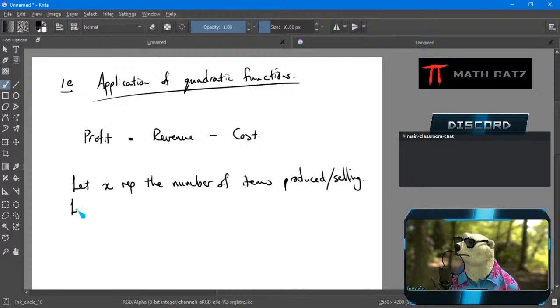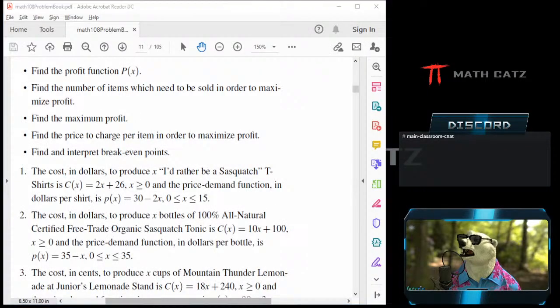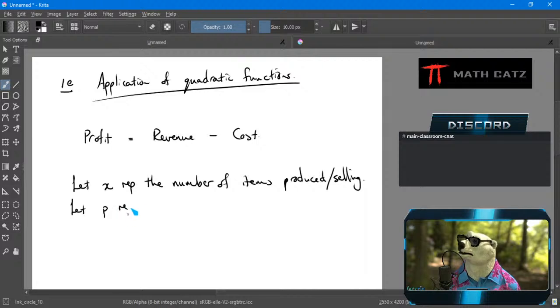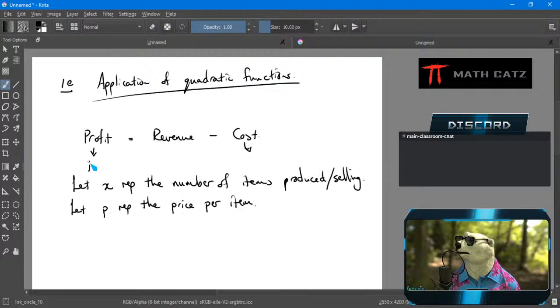Then I also have the price, right? Now they've defined some things for me here. I'll just define the price, which is actually a function of how many I produce, but little p is going to represent the price per item. Okay, so let's look at the cost first. So here, the profit, I'm going to call it big P. Let's give it a fancier head, so I can see a little p and a big P of X.